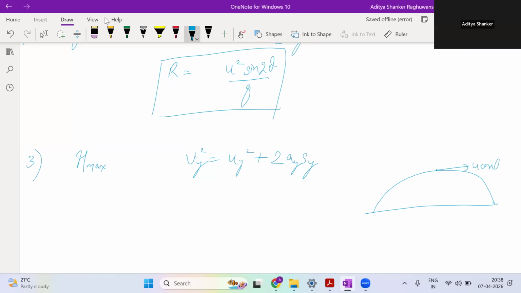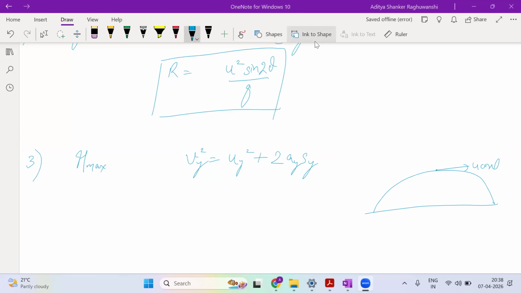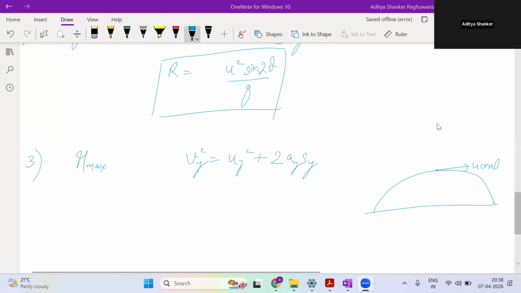Got a point or not, my dear friends? Now, if it will further go up, so in this case, we are only going to consider Vy final 0. Okay.